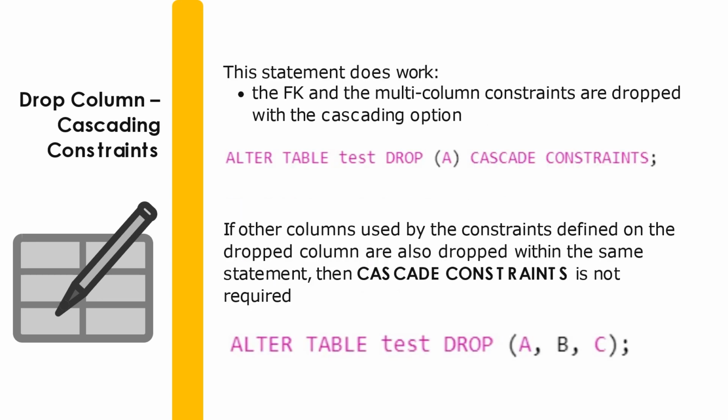That is the beauty of cascading constraints. Because if we have some constraints that are being violated, the FK and the multi-column constraints that we have seen in the previous slide are dropped with the cascading option. So the following statement will work: alter table test drop A cascade constraints. So all of the constraints that are being affected by dropping the column A are also being considered. Alternatively, if the other columns used by the constraints defined on the dropped column are also dropped within the same statement, then the cascade constraints is not necessary.